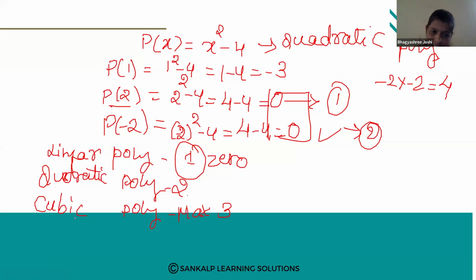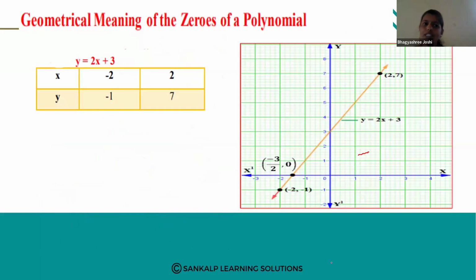So in the same way, see, linear is 1, quadratic is 2, cubic is 3. So like that, an nth degree polynomial, how many zeros does it have? Suppose there is a polynomial of degree n. How many zeros will it have? n number of zeros. Yes, I hope this concept is clear to all of you, right? So we'll move to the next concept, that is the geometrical meaning of the zeros of a polynomial.